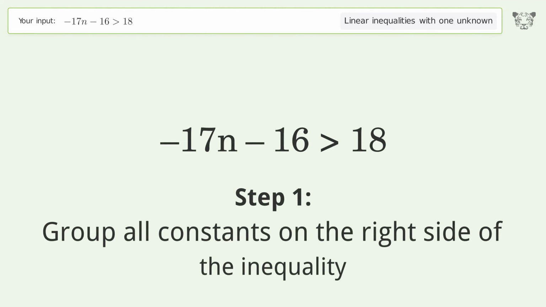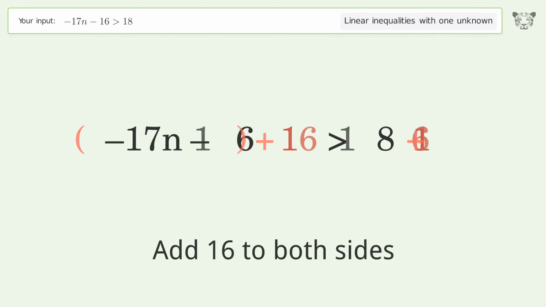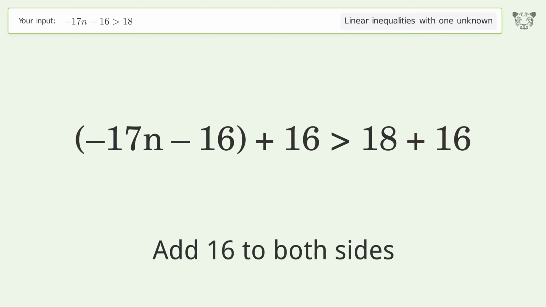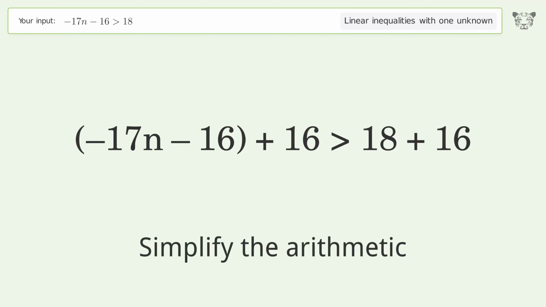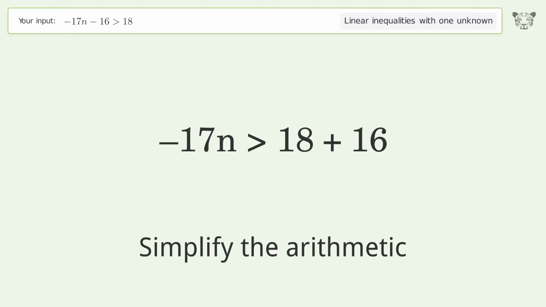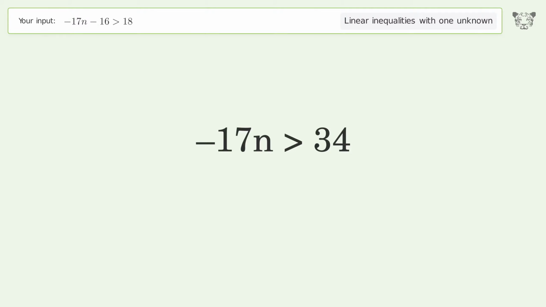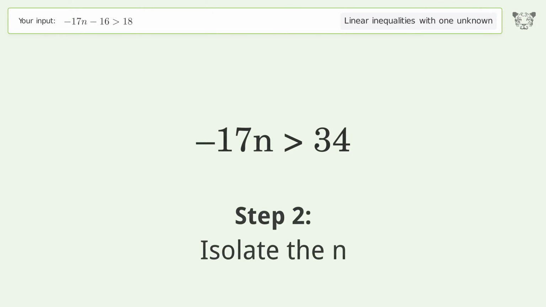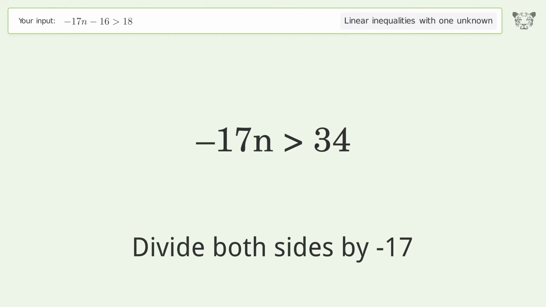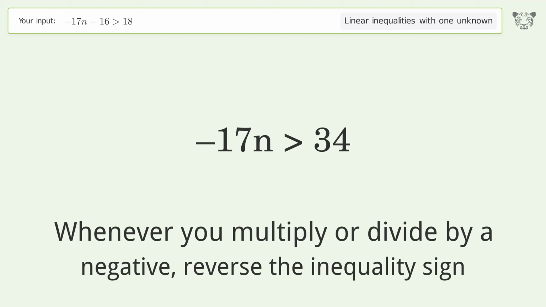Group all constants on the right side of the inequality. Add 16 to both sides. Simplify the arithmetic. Isolate the n. Divide both sides by -17. Whenever you multiply or divide by a negative, reverse the inequality sign.